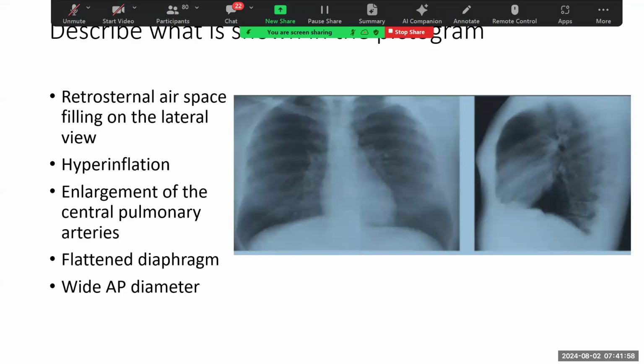We can't see any tract appearance here. We can't see any of the cystic dilatations here. Maybe that's because of the X-ray, okay?